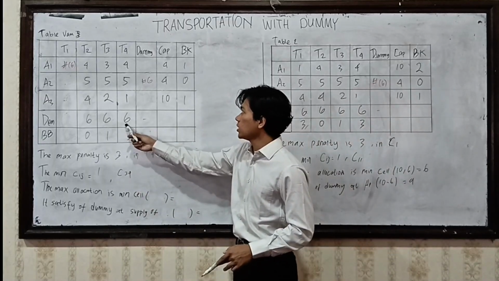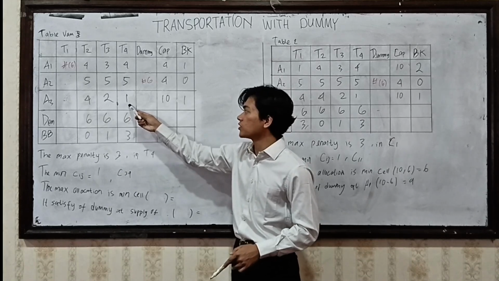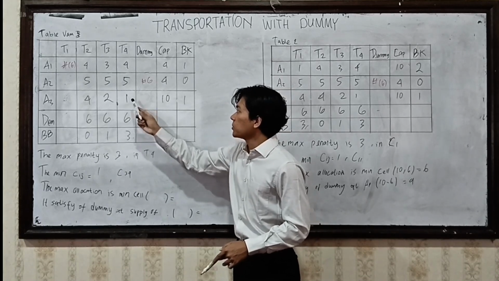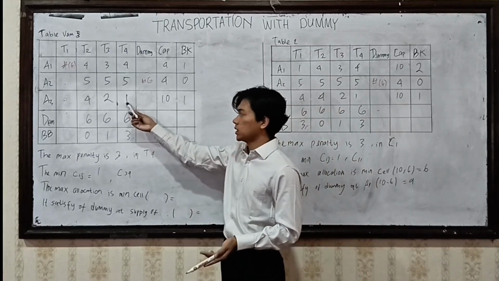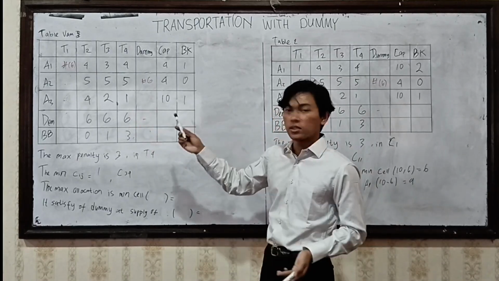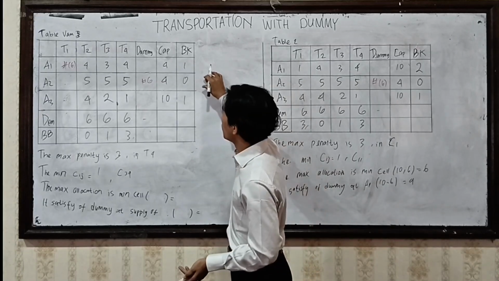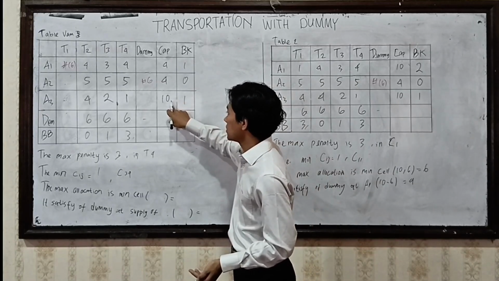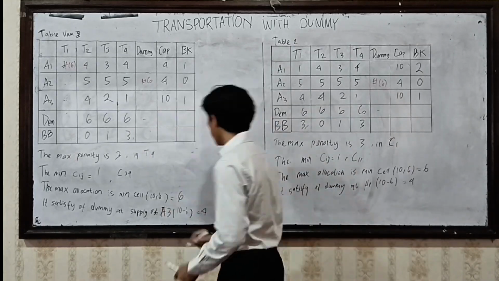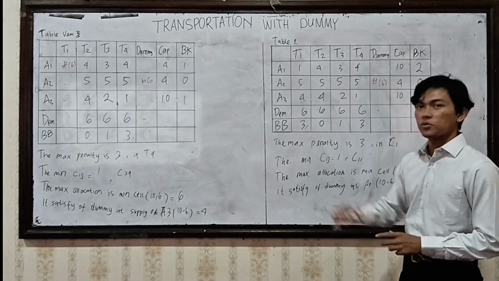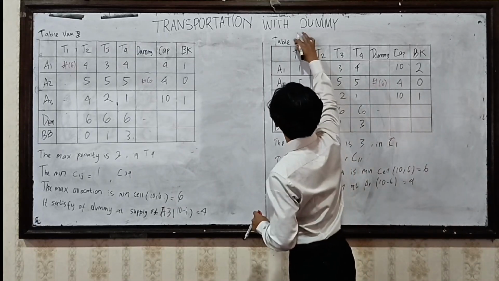In this T4, we find the minimum cost is in A3. We want to find the maximum allocation. So how many allocations do we want to put in this cell? That is by checking the minimum: the capacity is 10, and the demand is 6. Okay. Next, we move to another operation in table 4.